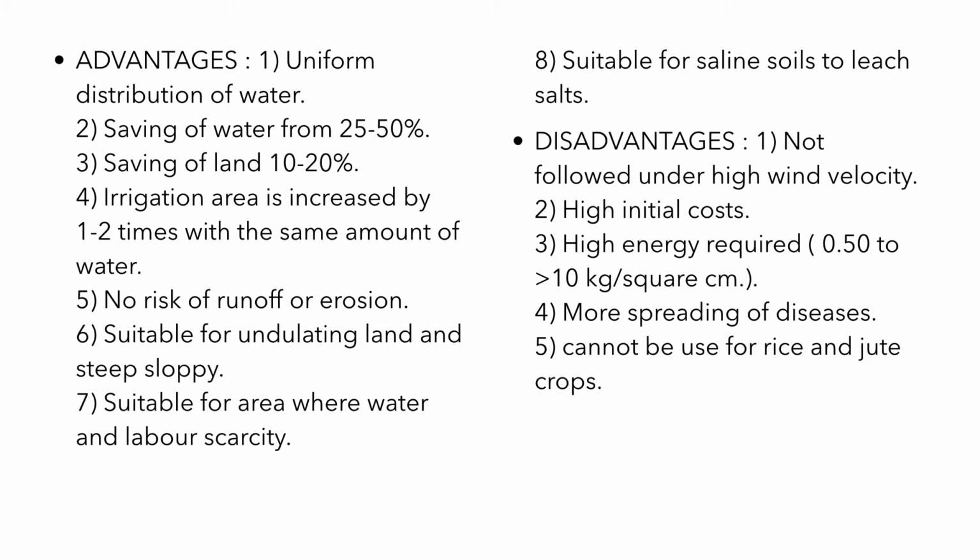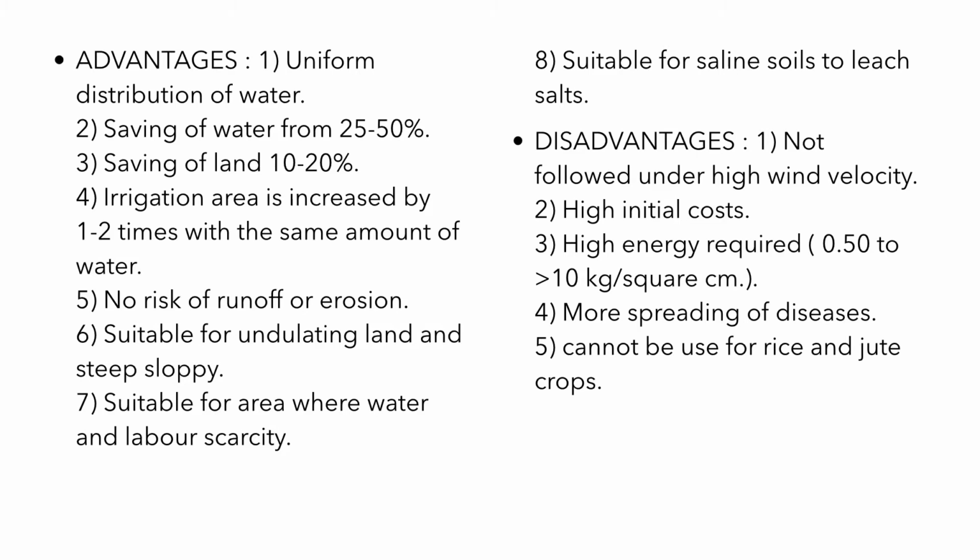The fourth point is irrigation area is increased by 1 to 2 times with the same amount of water. Let's understand it through one example. Suppose we have 10 liters of water and we irrigate 1 hectare of land from that water. If we irrigate the land by the sprinkler method, we can irrigate 2 hectares of land from the same amount of water.